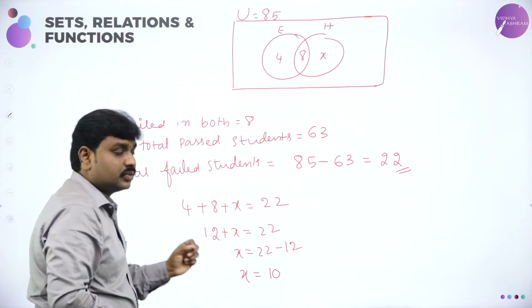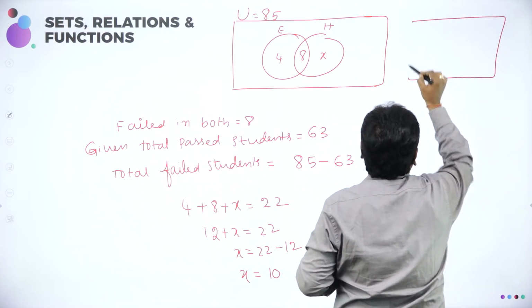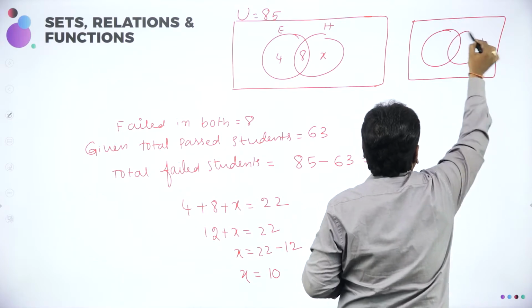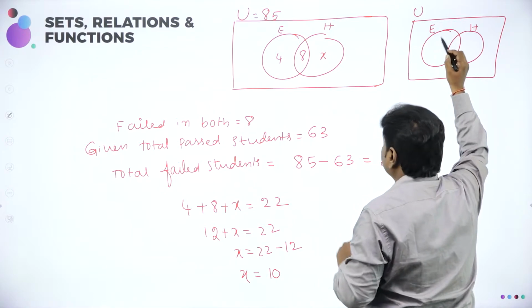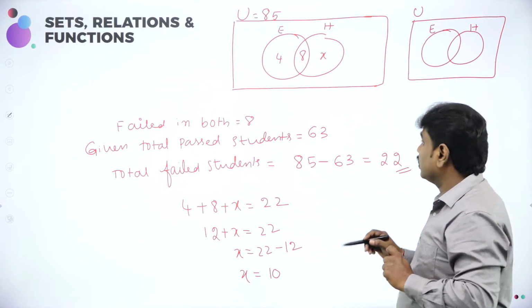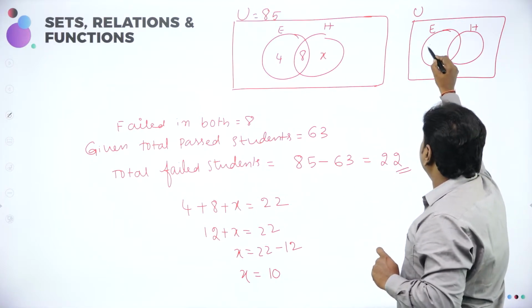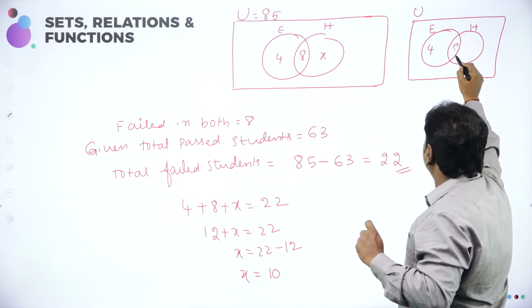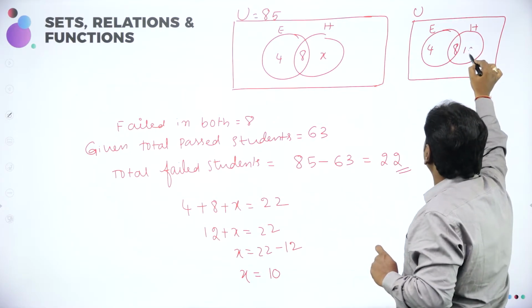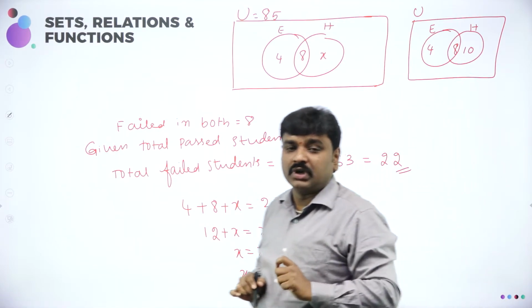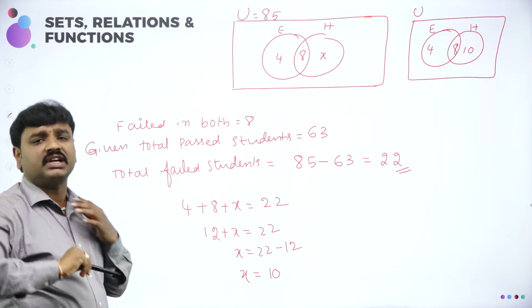Now please observe, I got X, so now I will complete the Venn diagram. In the Venn diagram I got the whole list of failed students: English failed, Hindi failed, and the universal set. Here 22 failed: 4 failed in English only, 8 failed in both English and Hindi, and 10 failed in Hindi only. Now you go to the question and see what they want, and accordingly you answer it.